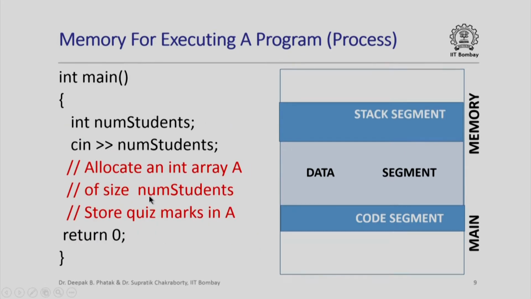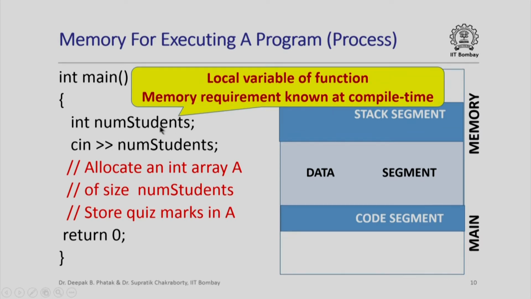So here is a simple program which illustrates this. Here I have an integer variable called num_students and I read in its value. Here is how the part of memory allocated for this program looks like: the stack segment, data segment and code segment. Now after I have read in the number of students, I might actually want to allocate an integer array A of size num_students so that I can store the quiz marks of all these students in the array A.